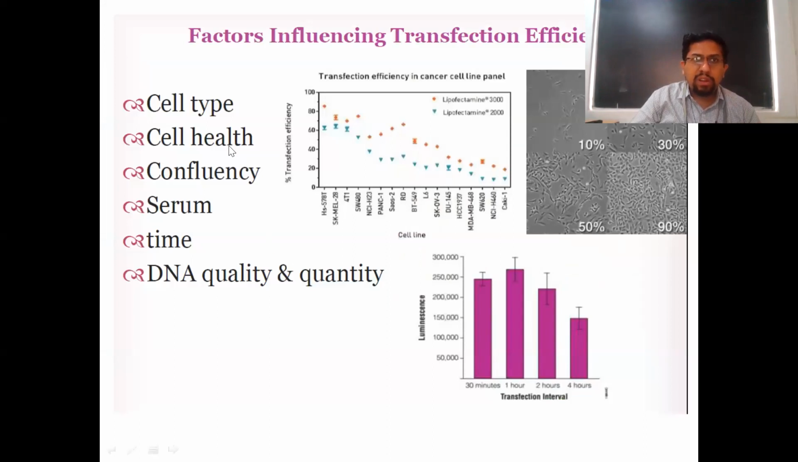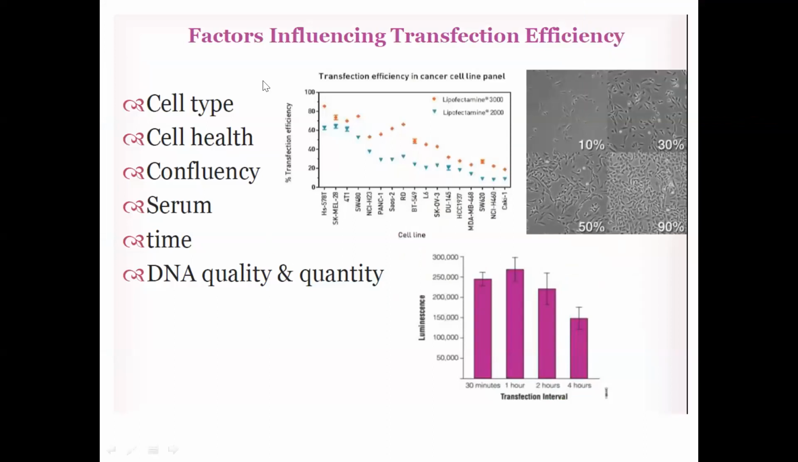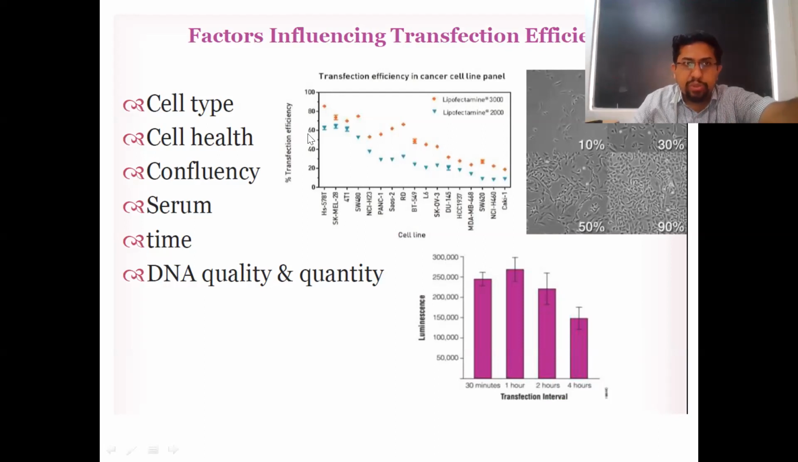Now, what are the factors which influence transfection efficiency? The cell type, what kind of cell you are using, from which tissue it has been taken, will determine the efficiency of your transfection. The health of the cells, the age of the cell, will matter. Confluency: what is confluency? How well the cell density is there in a given area. And serum. All of you have studied what the different components of serum are, right?